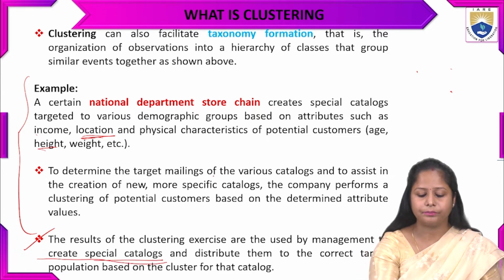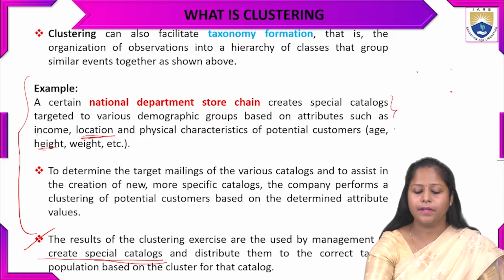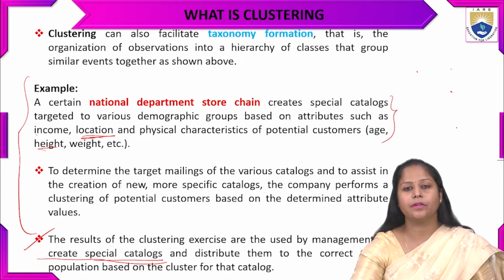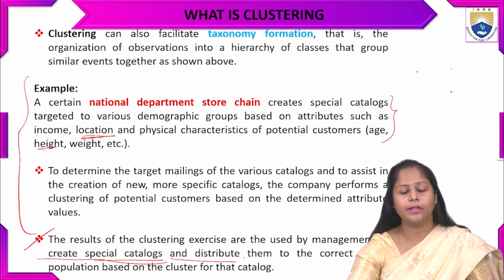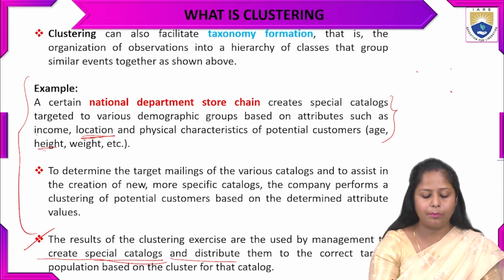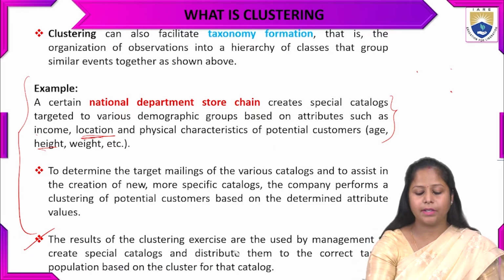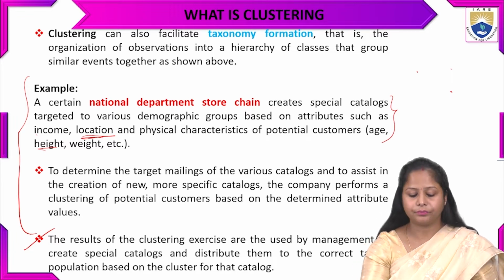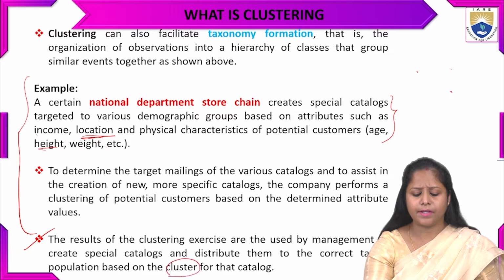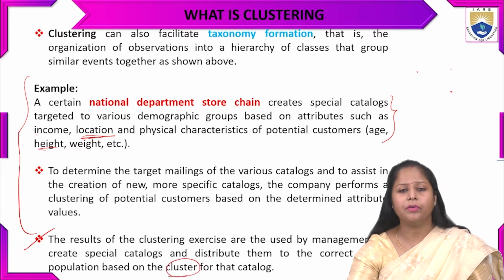As we have seen in the question here, the company needs to make some type of special catalog, and then the company has to distribute them to the correct target groups. We can say a population based on the cluster for that catalog. So one cluster is related to some type of catalog.